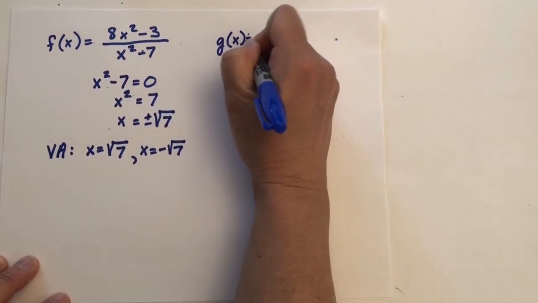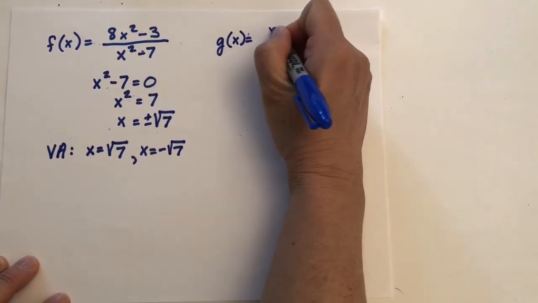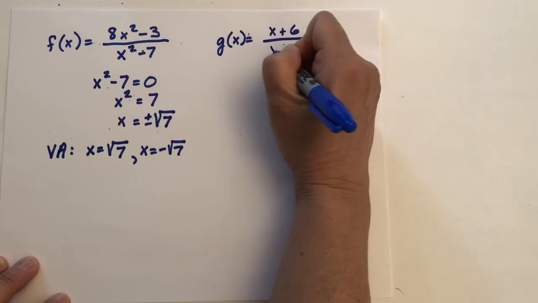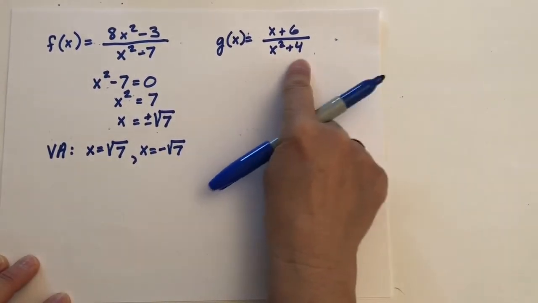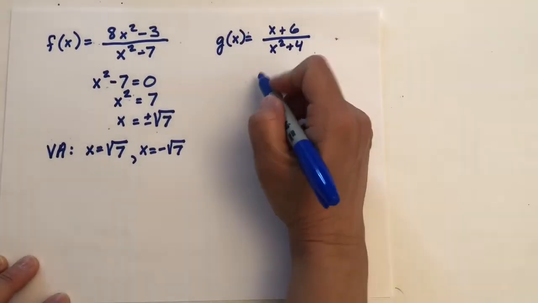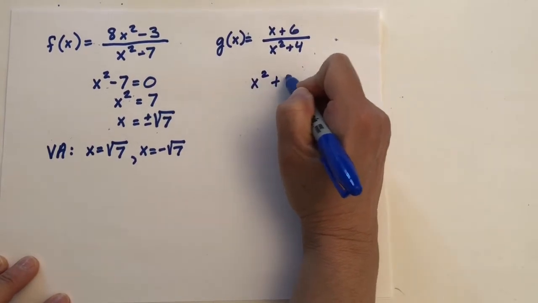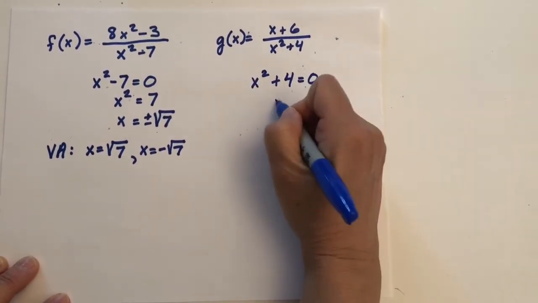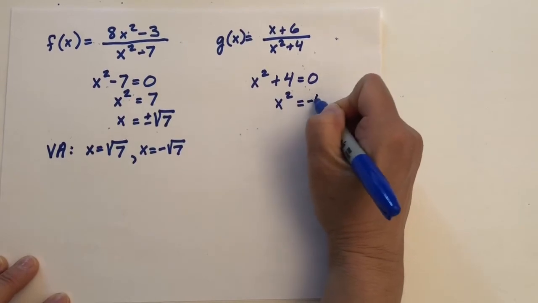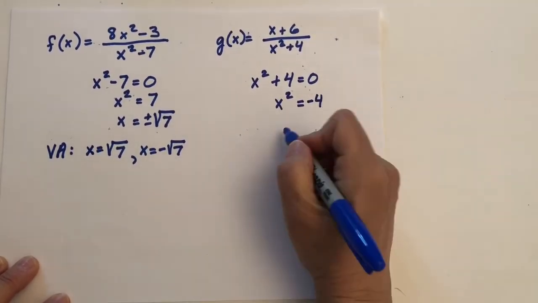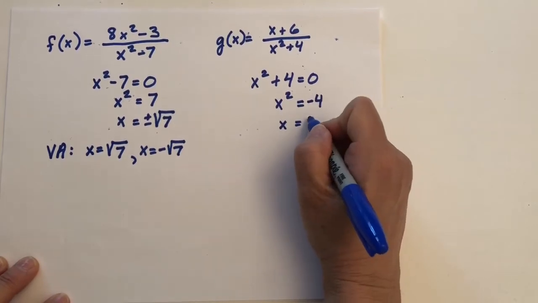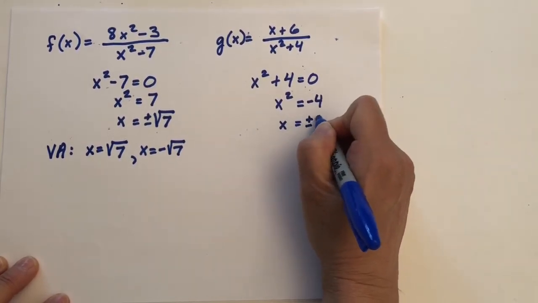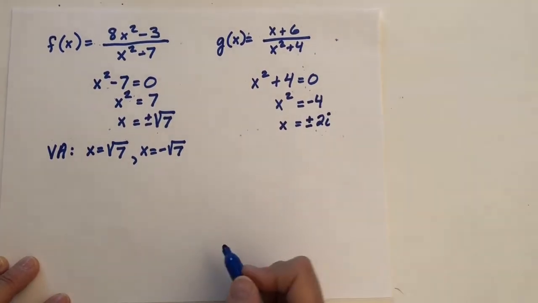g of x equals x plus 6 over x squared plus 4. If we treat this one the way we did the previous one, it's not factorable with respect to the integers, but we'll still set the denominator equal to 0 and solve. When we take the square root of both sides here, notice we're taking the square root of a negative number. So the solutions are plus or minus 2i.